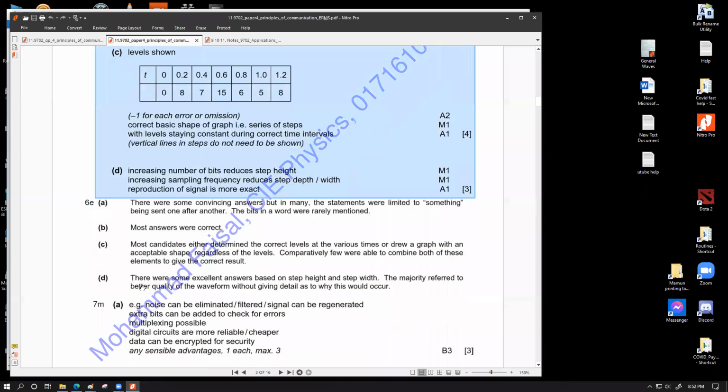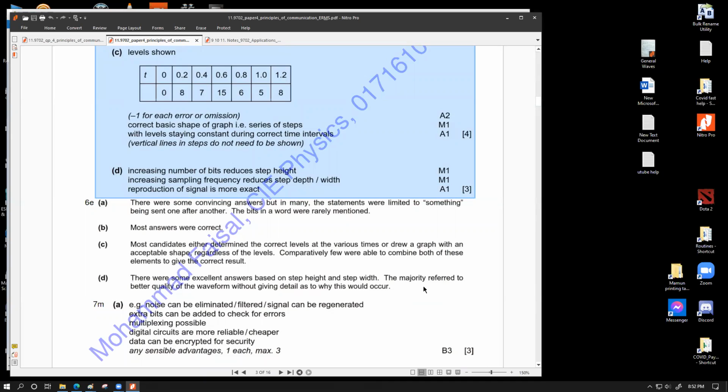If you look at the examination report, there are some excellent answers based on the step height and step width. The majority refer to the better quality of waveform without giving detail as to why this would occur. Most of the students mentioned that the recovered signal would be better quality or represent more closely the original analog signal, but many of the students did not give the reason. But you know what is the reason.